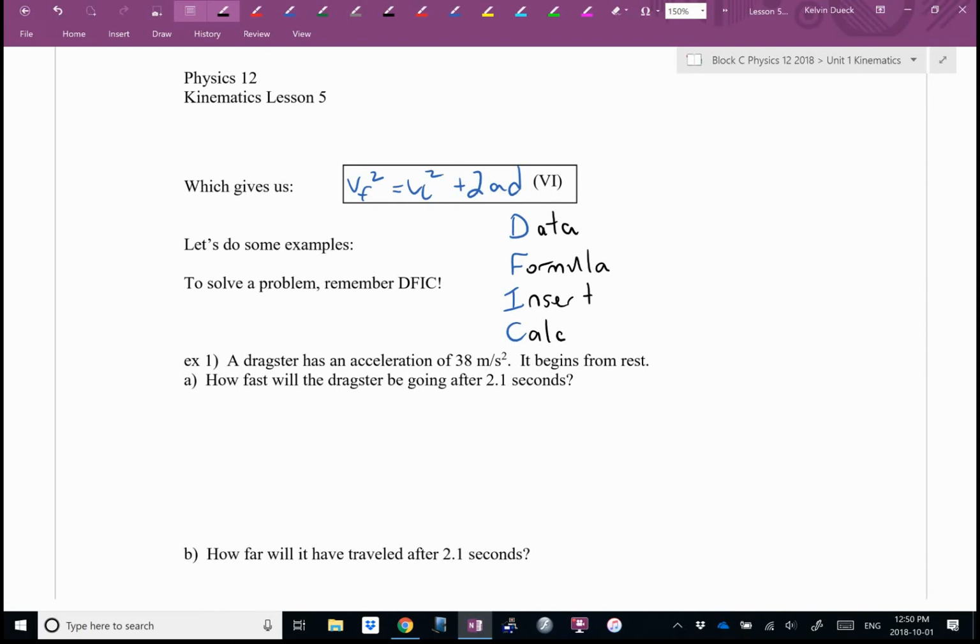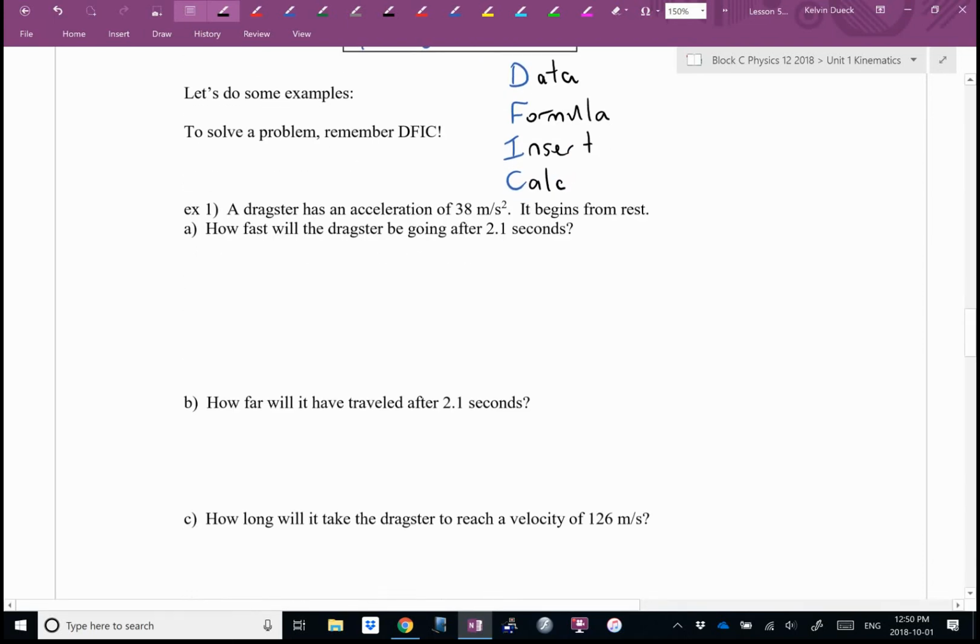So let's look at example 1. A dragster has an acceleration of 38 meters per second squared. I Googled these numbers. These numbers are fairly accurate. You're pulling right around 4 Gs in a dragster. It begins from rest. Often I underlined the phrase from rest because that almost always told us something.